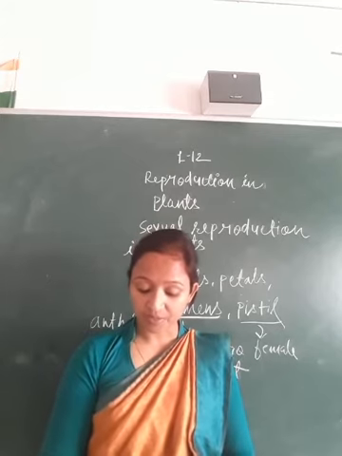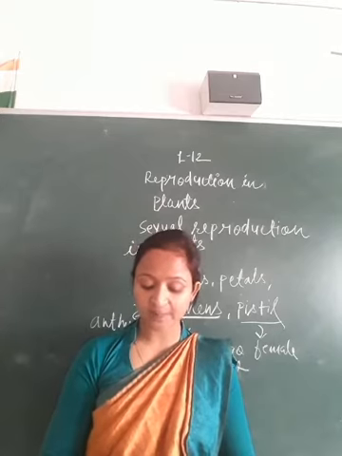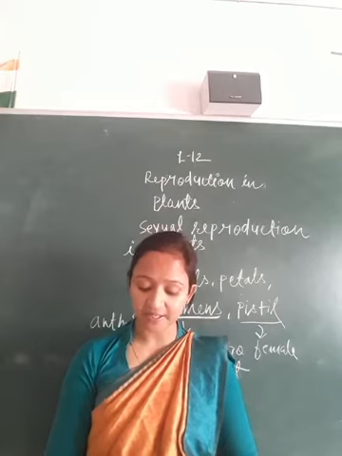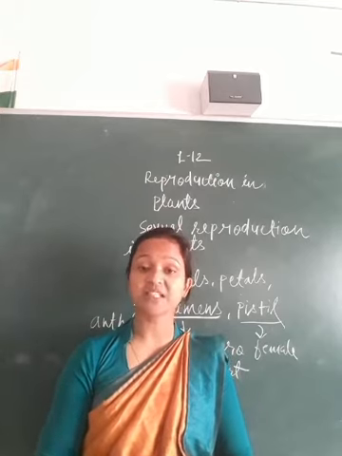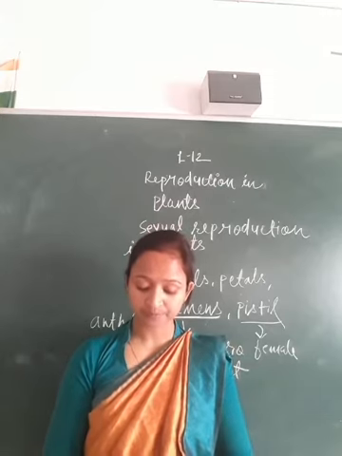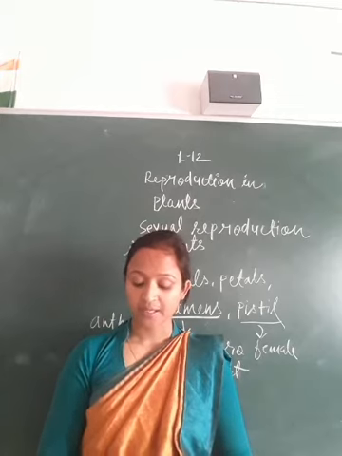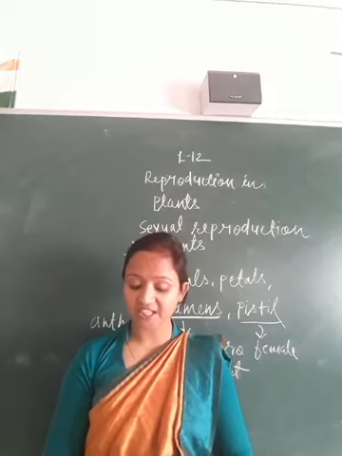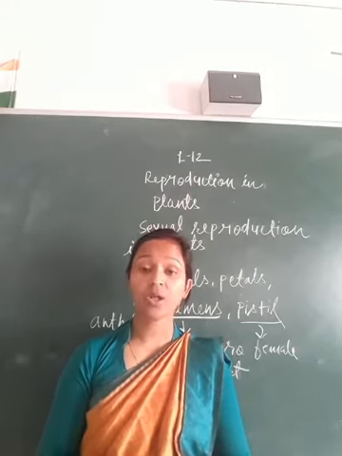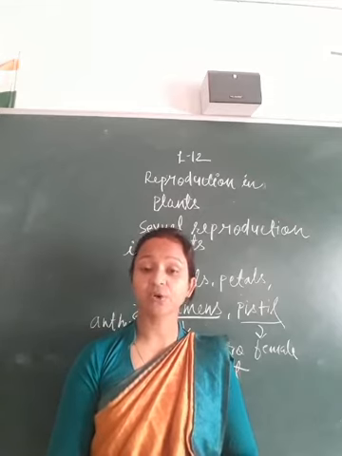The first case is called self-pollination. What is self-pollination? When it happens within the same flower or between flowers of the same plant, that is called self-pollination. And pollination between flowers from different plants of the same species is called cross-pollination.